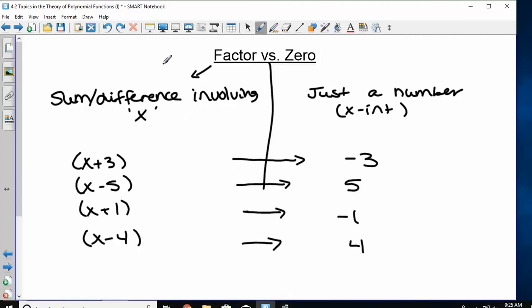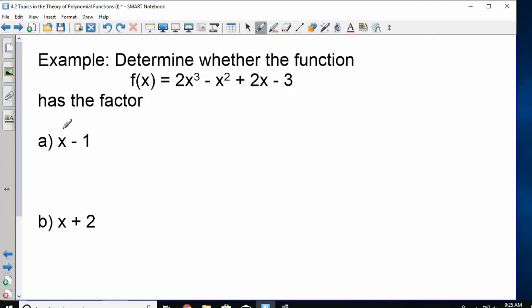So let's look at some more examples. I'm really not doing any new content for the rest of the stuff, just phrasing my questions differently. So for this function, 2x cubed minus x squared plus 2x minus 3, I want to know if x minus 1 is a factor. So if it's a factor, what does that mean?